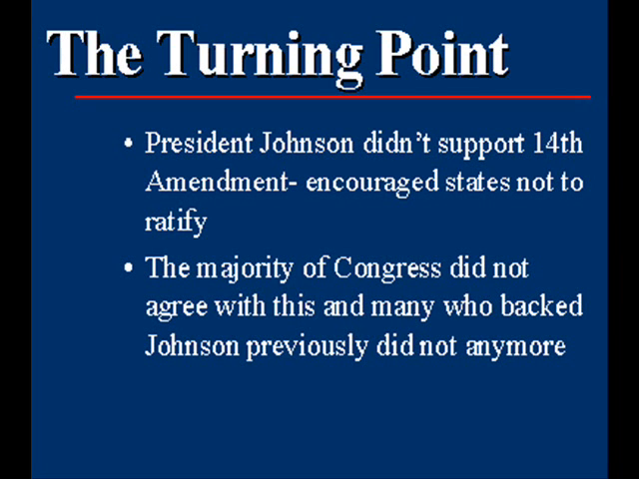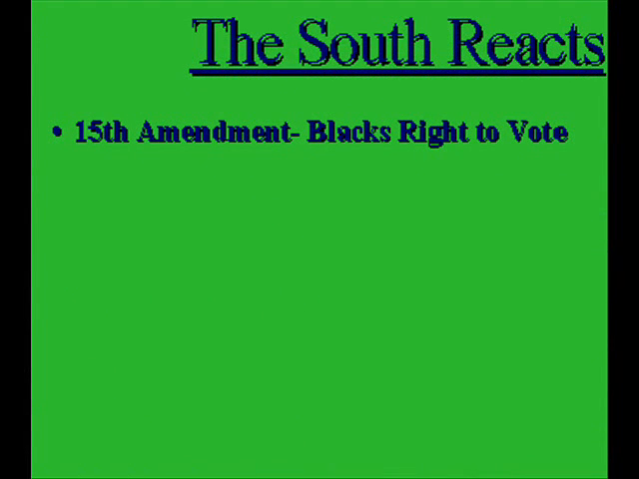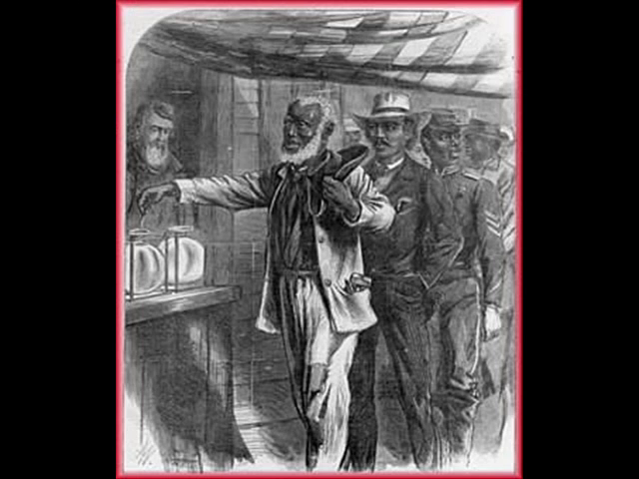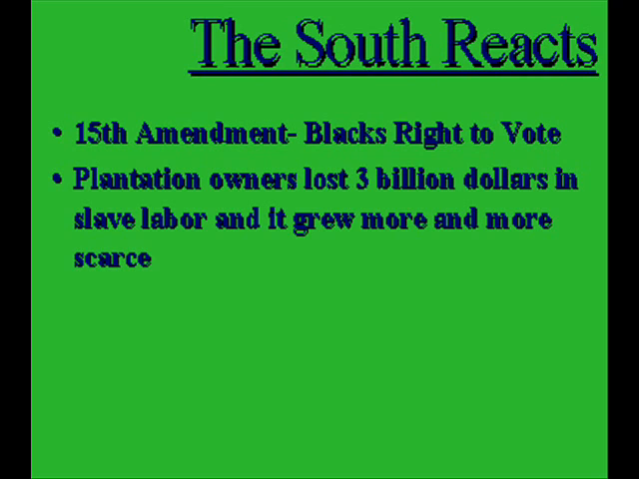After this, Congress divided tremendously and did not support Johnson in his control over the Reconstruction. The Reconstruction now was in the hands of Congress. By 1871, all the Confederate states had reorganized their governments and had been readmitted into the Union. Also, thanks to the newly passed 15th Amendment, blacks now had the right to vote. Economic conditions were desperate. Plantation owners lost $3 billion in slave labor and had trouble gaining labor resources as it grew more and more scarce.